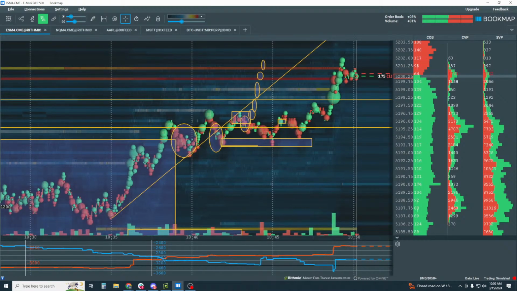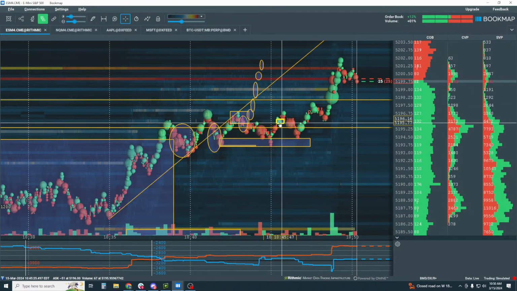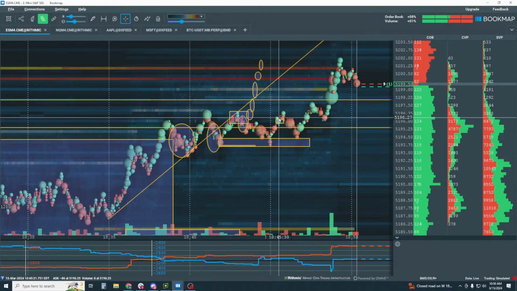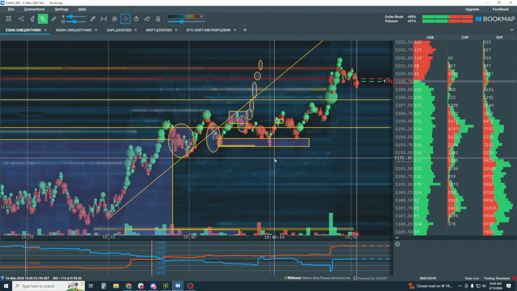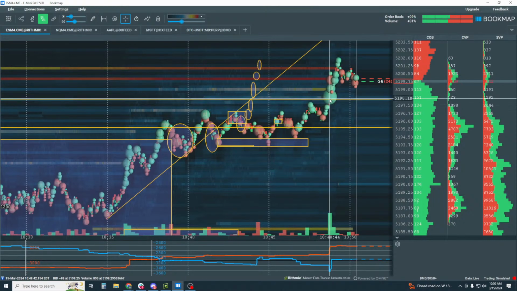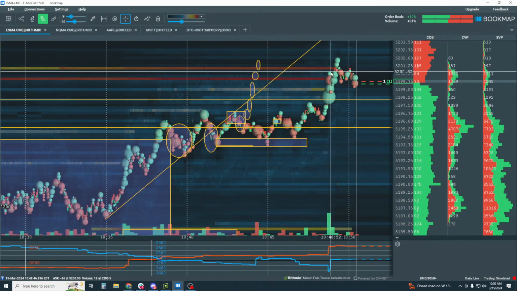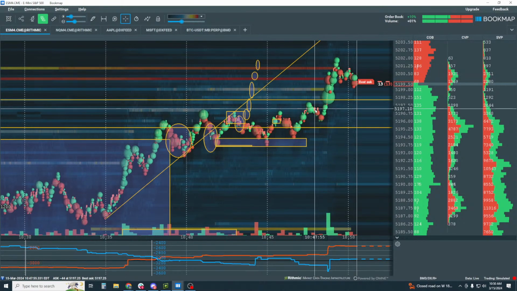In this case here, you could have made some money out of this by scaling in. Maybe some here, maybe some on the pullback, and then maybe even more in here, and this would be a quick scalp adding to it back up into this kind of 5200.